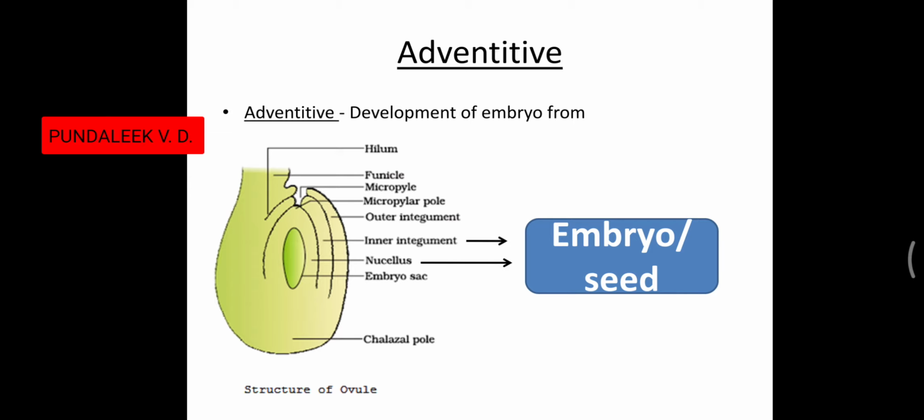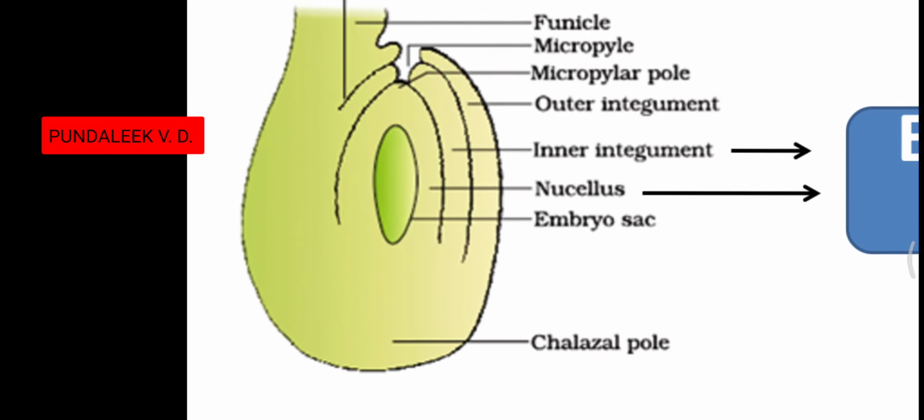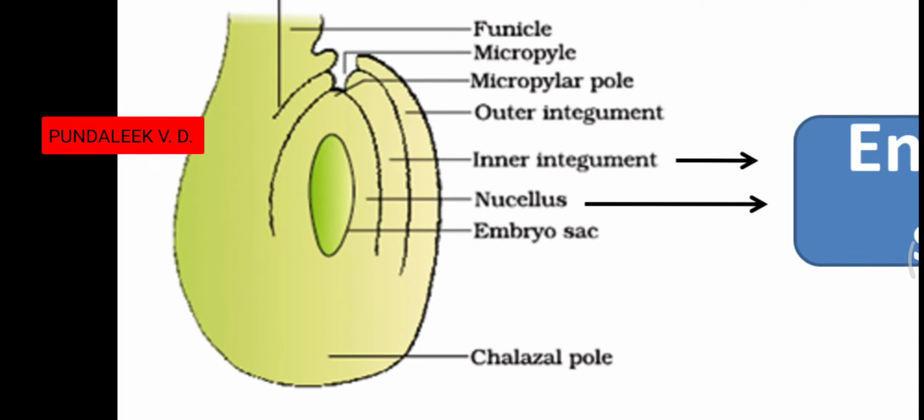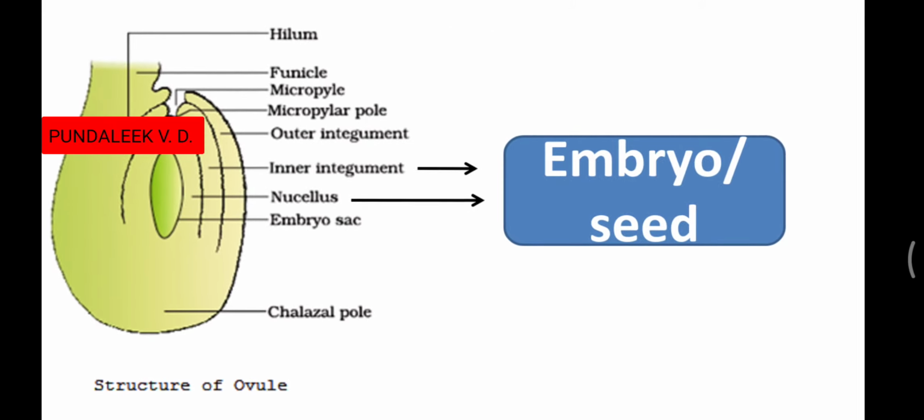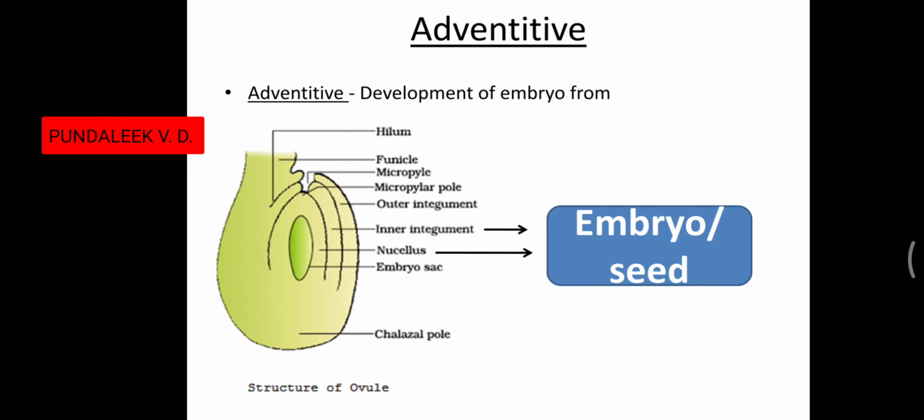type is the adventitive type. When it comes to the adventitive type, we know that apart from embryo sac cells, it may be nucellus cells or integument cells. If they contribute to the development of the embryo, then we are going to call it the adventitive type. We know that in the megasporangium there are two protective layers called the outer and inner integuments, and inner to the integuments there is a tissue called the nucellus, and inner to the nucellus there is the embryo sac. If the embryo sac is not involved, and only either the nucellus or the integument is involved in the development of the embryo, then we are going to call it the adventitive type.